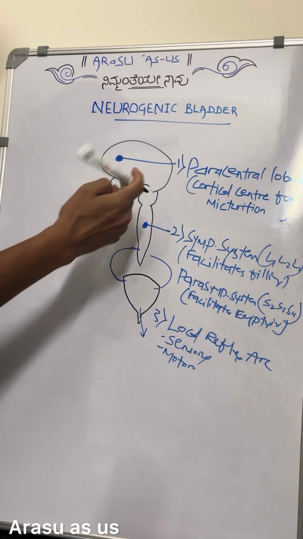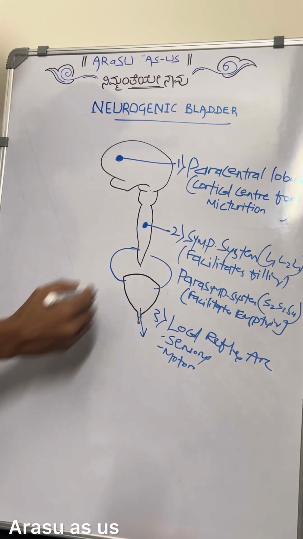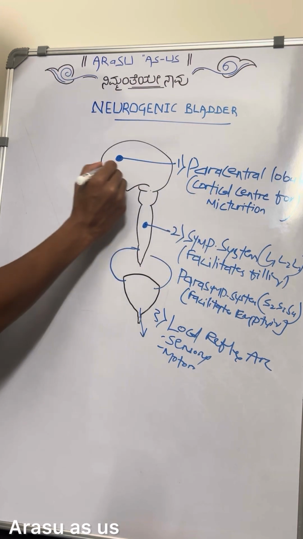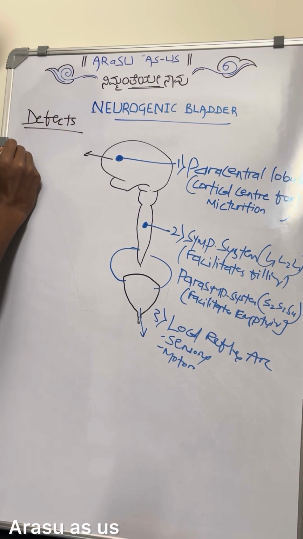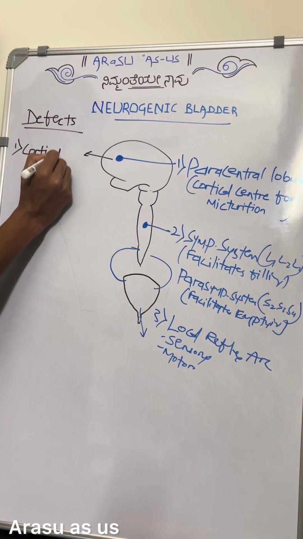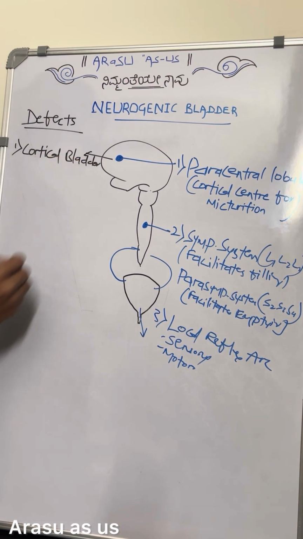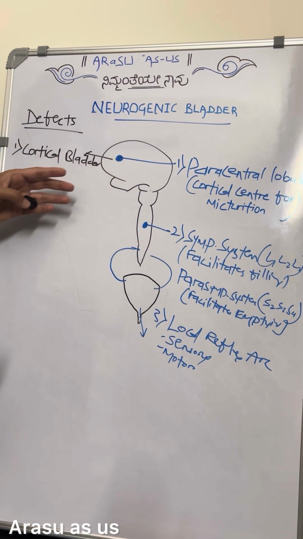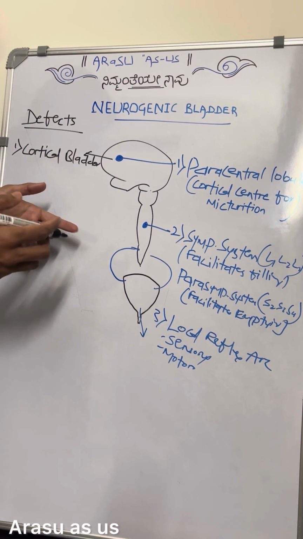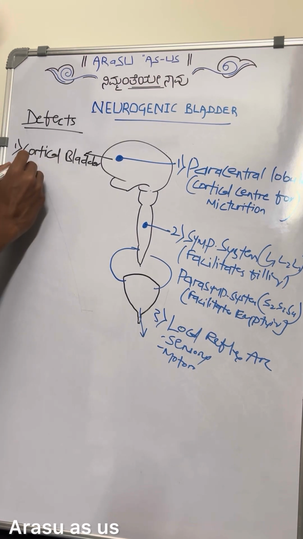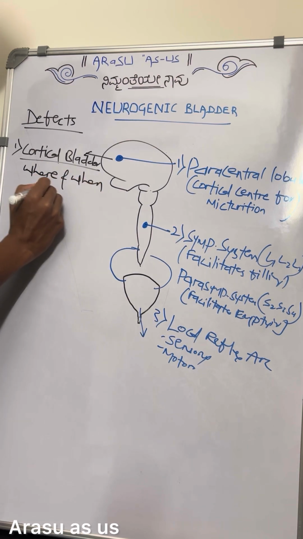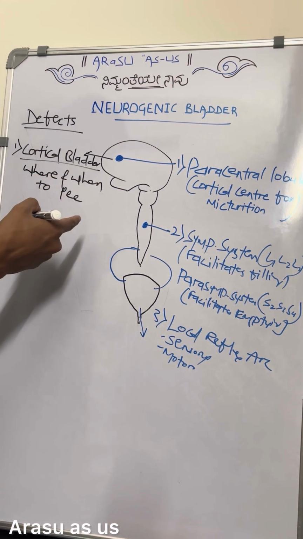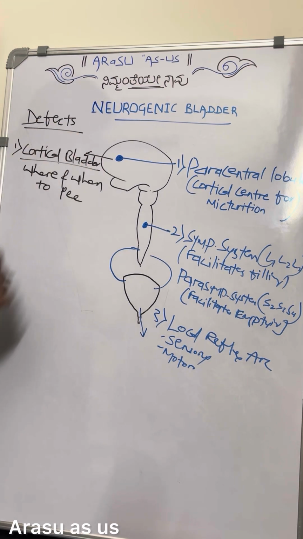If there is any lesion in the frontal lobe, that is the paracentral lobule, this will lead to cortical bladder. The defects we will mention here. First one is cortical bladder. In this one, the patient will not be able to assess where and when to pee. So this is like loss of social inhibition. This probably everyone will be knowing.